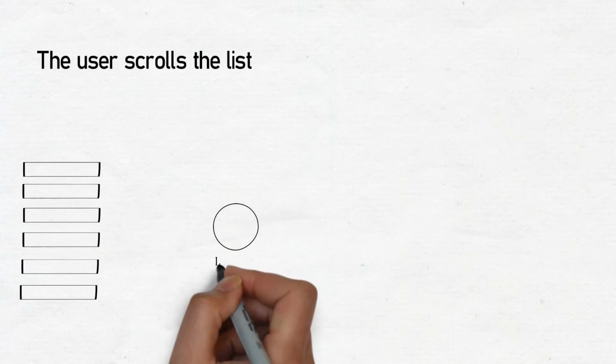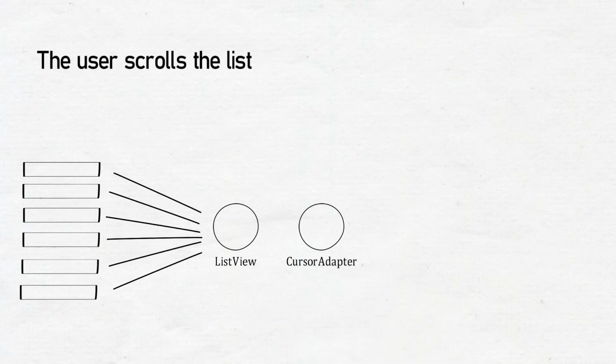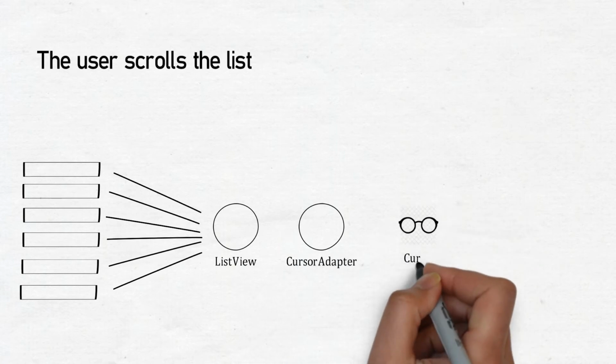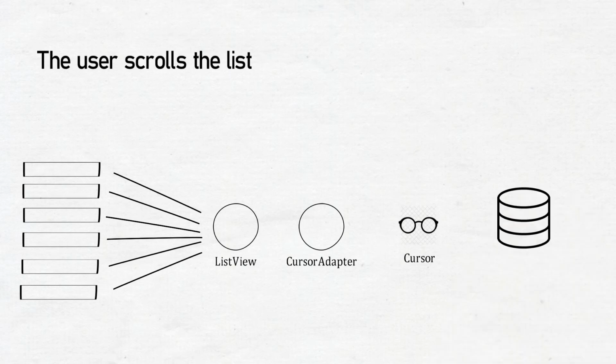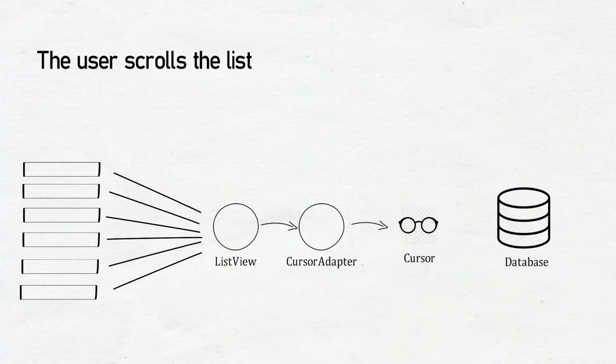Five, the user scrolls the list. As the user scrolls the list, the cursor adapter asks the cursor to read a few more rows from the database. If the user scrolls the list just a little and uncovers one new item, the cursor will read one more row from the database.